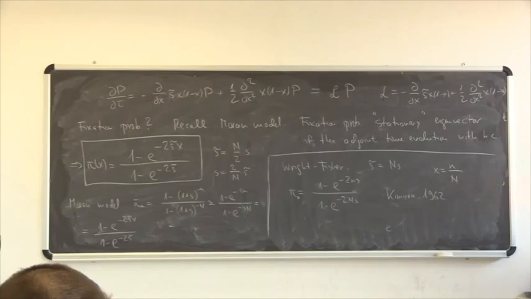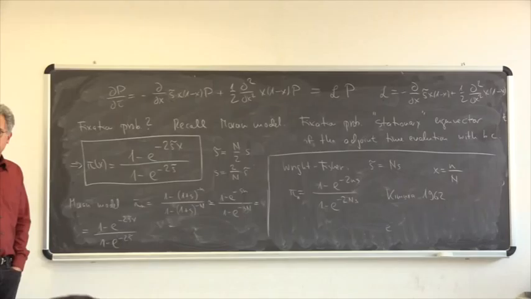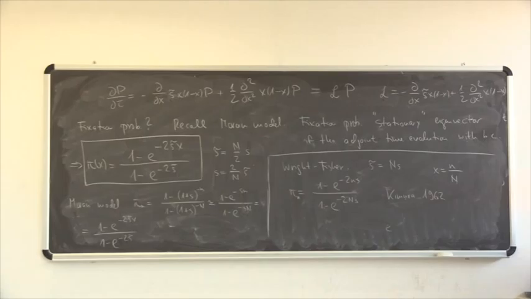So as you can see from this comparison, it is true in the limit population size to infinity, selection coefficient to zero, in such a way that the product n times s remains constant. But for finite n and finite s, it's only an approximation.